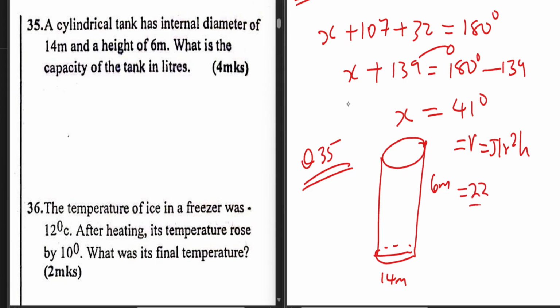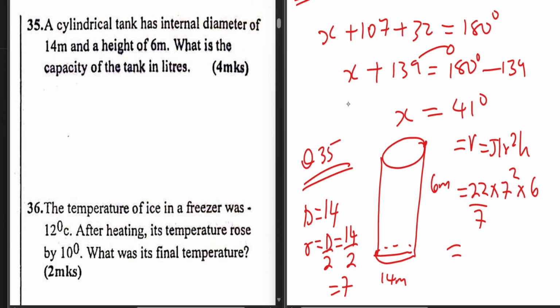So 22/7 times, remember the diameter is 14. The radius is basically diameter over 2, so 14 divided by 2 is 7. So 7 squared times your height, which is 6. Just insert whatever you see on the screen inside your calculator. 22/7 times 7 squared times 6 gives you 924. Gives you 924 cubic meters.